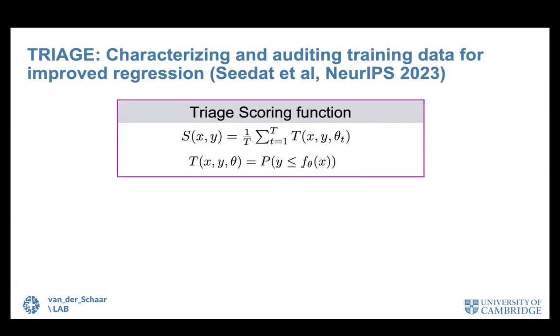And then I really wanted to flag this paper, which I talked about before, as our method, which is called triage, which is really to characterize regression data sets, because we really understood this problem is very important in a healthcare setting.